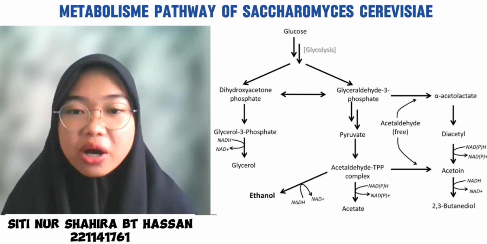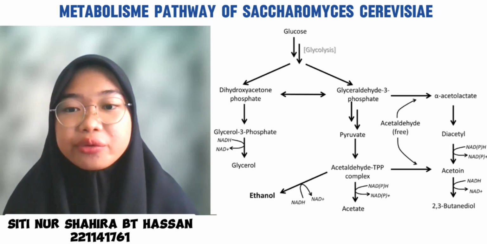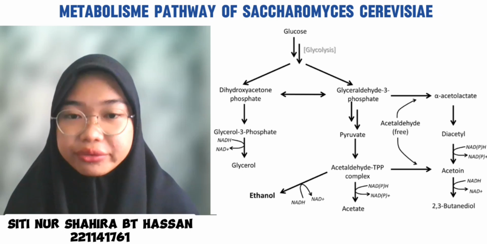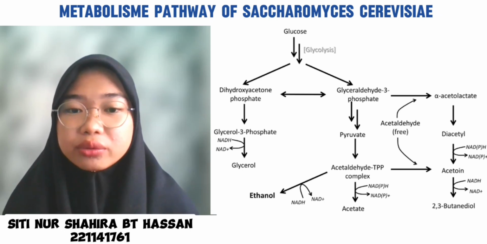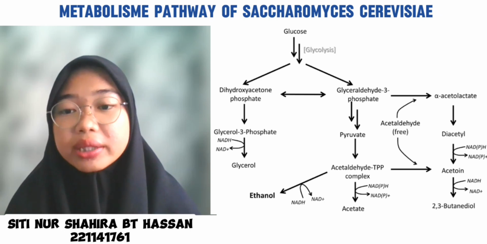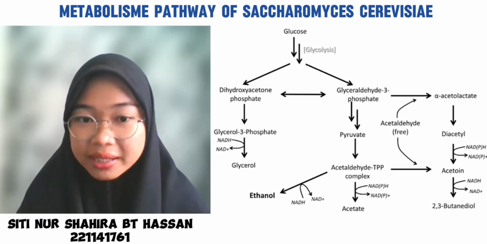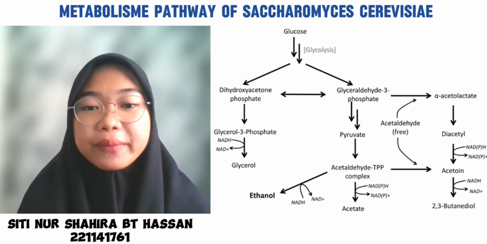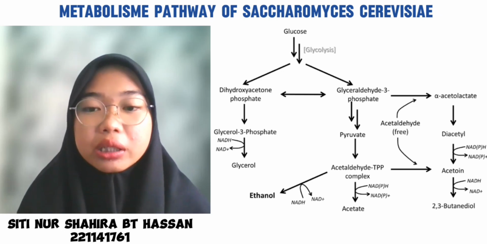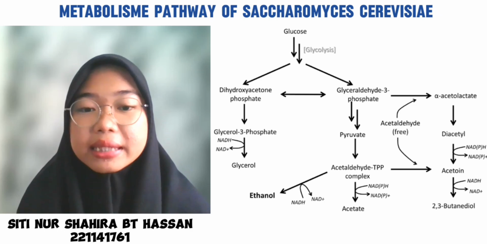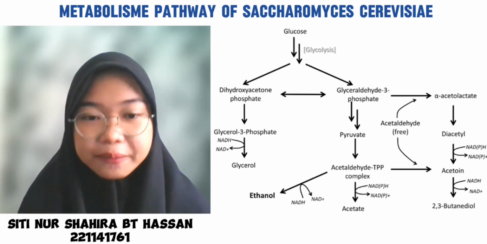In the absence of oxygen, Saccharomyces cerevisiae undergoes fermentation. Pyruvate, the end product of glycolysis, is converted into ethanol and carbon dioxide. This process regenerates NAD plus from NADH, allowing glycolysis to continue producing ATP anaerobically.